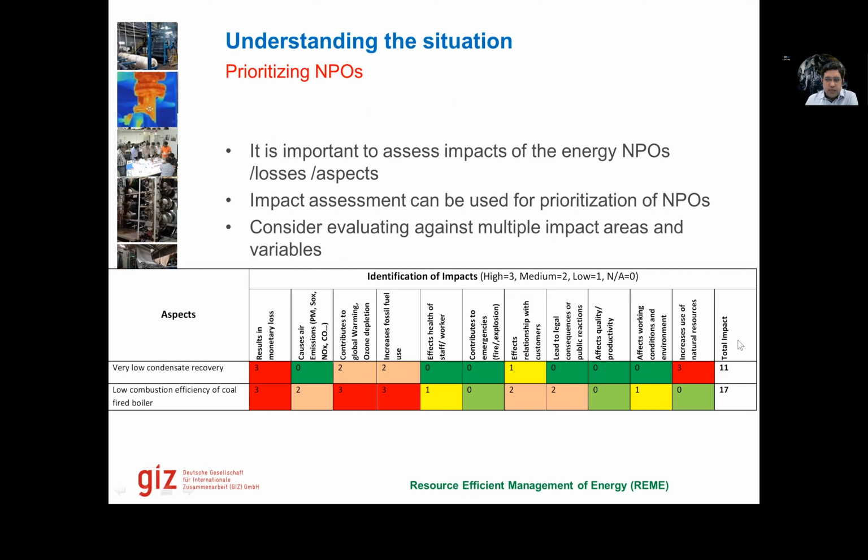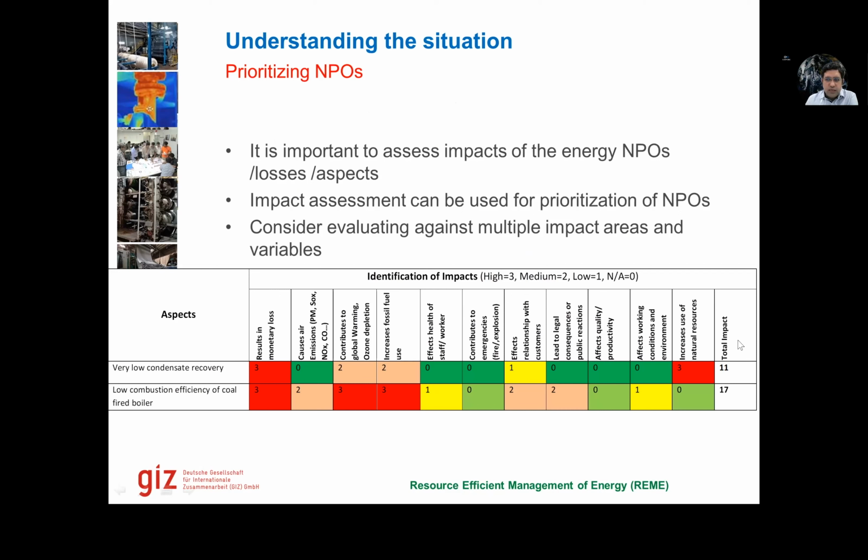So we rate them against results in monetary loss, or causes air emissions, or contributes to global warming or ozone depletion, increases fossil fuel use, affects health of staff or workers, contributes to emergencies like fire or explosion, for example, affects relationship with customer. For example, the customer is asking us to improve our water efficiency, and if we have a low condensate recovery, that means we're putting in more water, so the customer would not be happy because we are actually consuming more water. So it might affect our relationship with the customer as well.